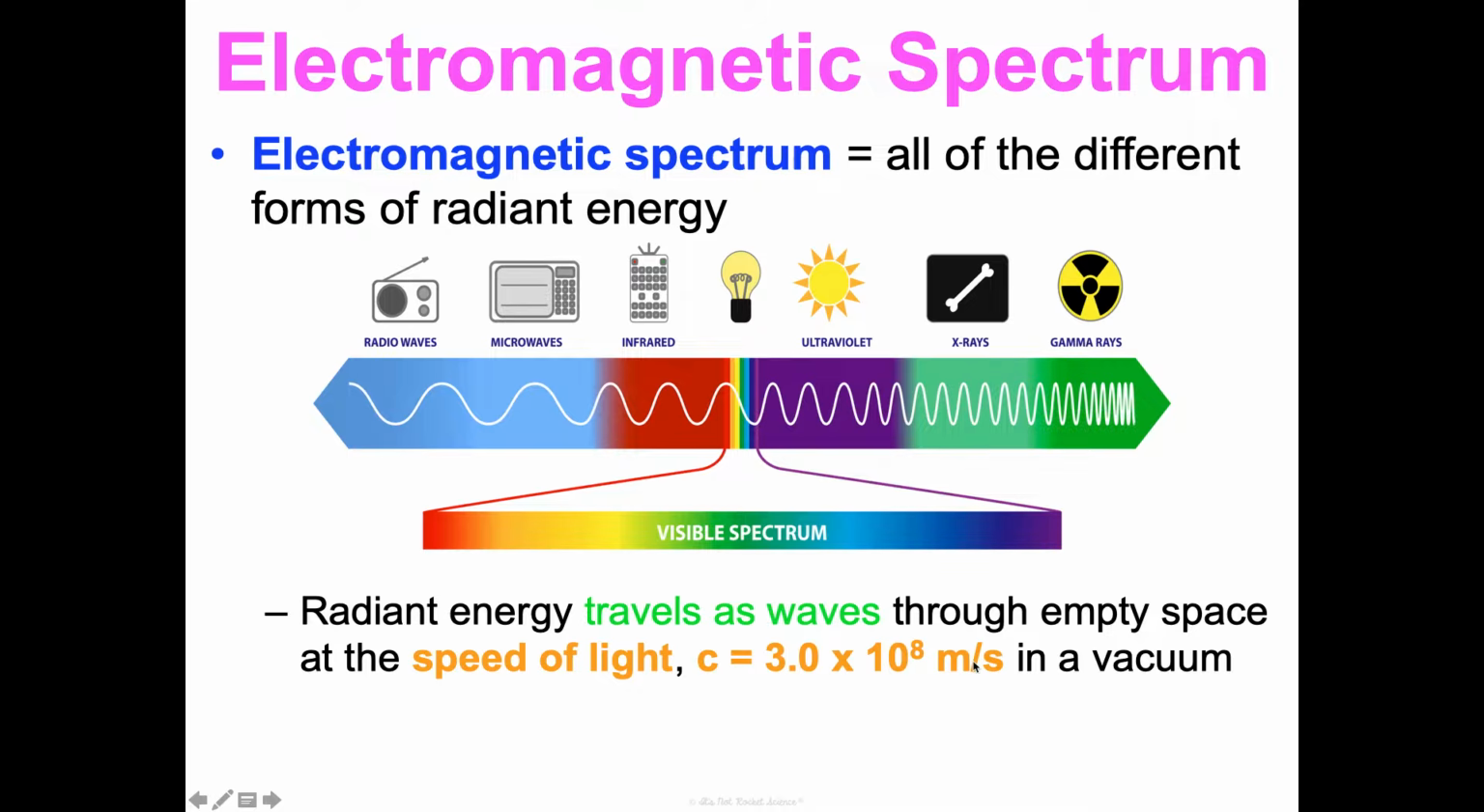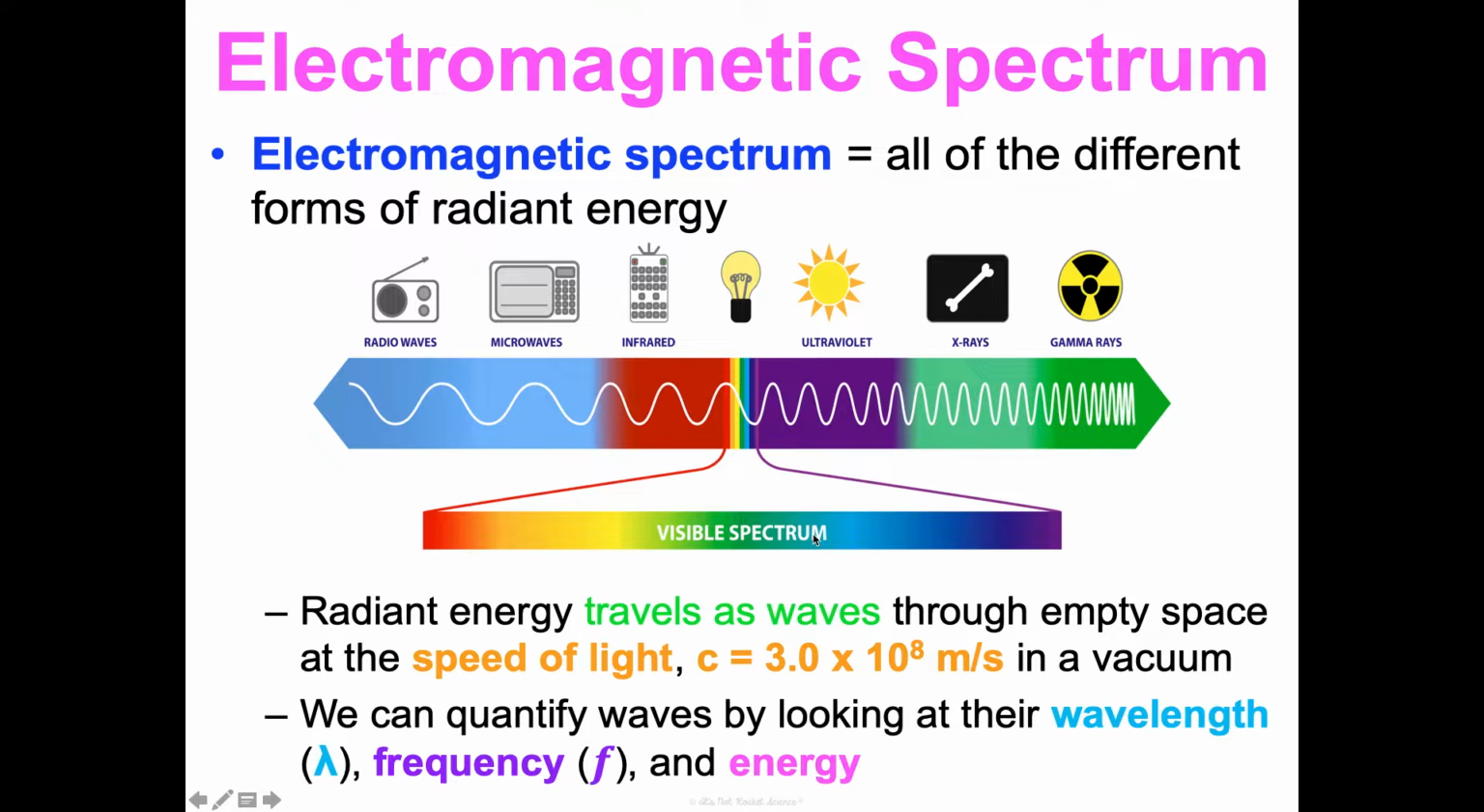That's how fast light travels. So all of these have the same constant. They're traveling at the same speed. But there are some things that are different about them, and that's what we can quantify about them. We can look at their wavelength, their frequency, and their energy.